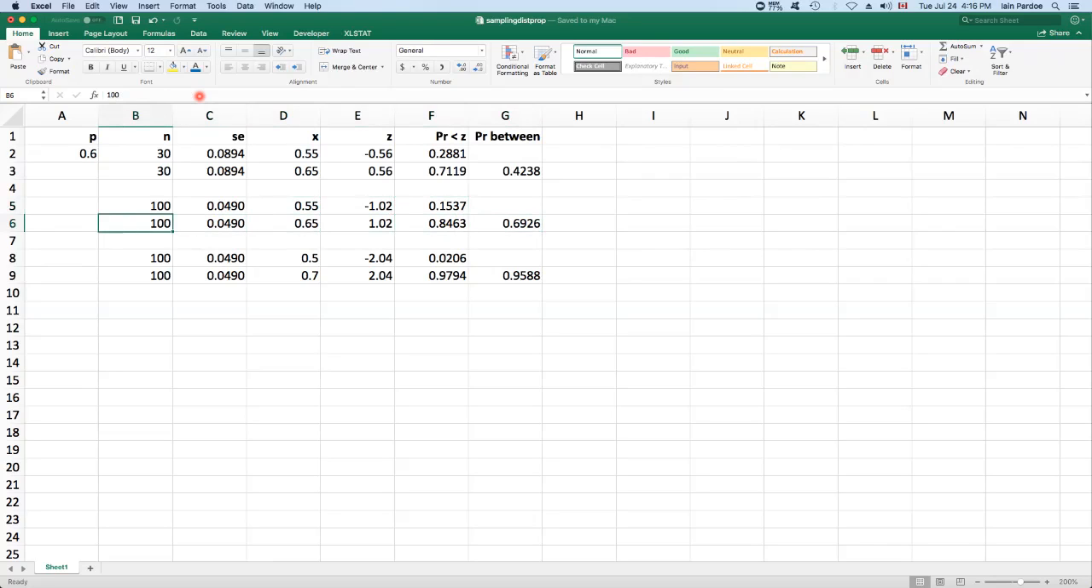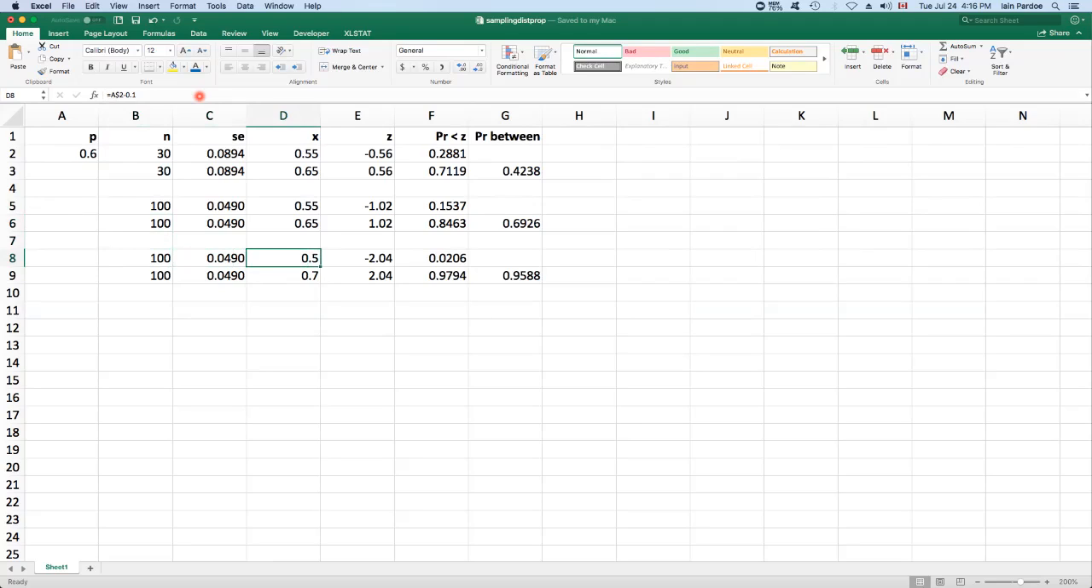And finally, let's look at the effect on the probability of increasing the interval but keeping the sample size the same. Okay, so the standard error will be the same because we're not changing the sample size, but instead we're going slightly wider for our interval.